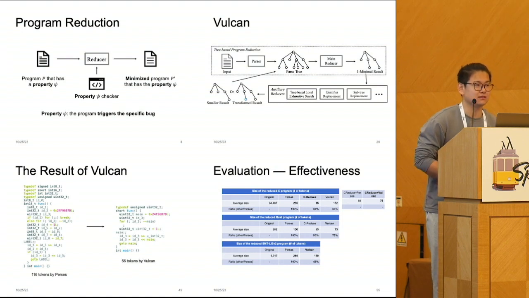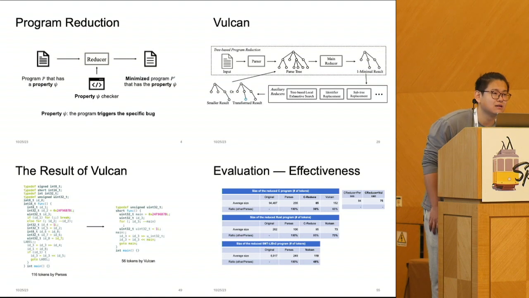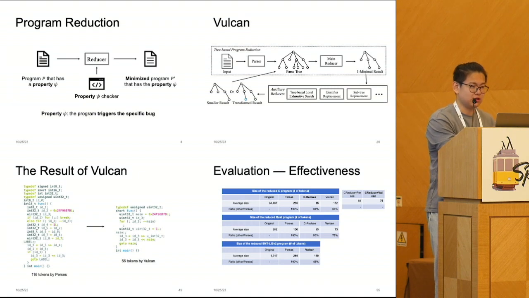Sorry, my question is that when you do this identifier replacement, yes, you get a new program. And you said that this passes the property. So what's that property? Okay. The property is always that the program can trigger that specific bug. So it's not that the programs are equivalent. No, it does not need to be equivalent. It just has to trigger that specific bug. I see. Okay.